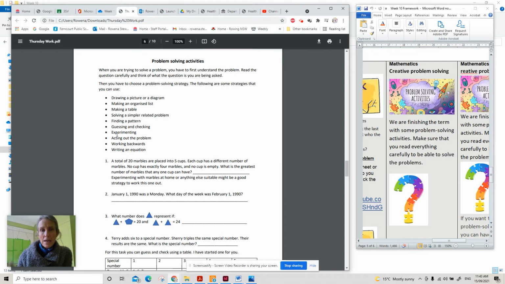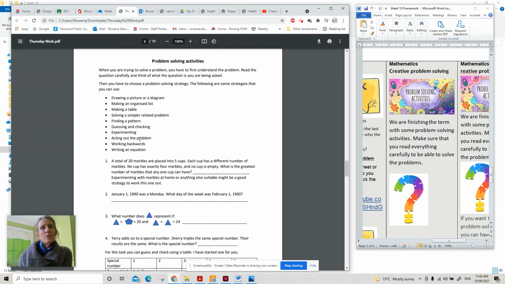Can you make a guess and then check? Guessing and checking. Don't forget the check. Guess is no good. You've got to be able to check if you're right. Experiment, play with different ways that you can solve the problem. You might be able to act out the problem. It's been something that we've been doing all week, is acting out. Maybe you can act it out.